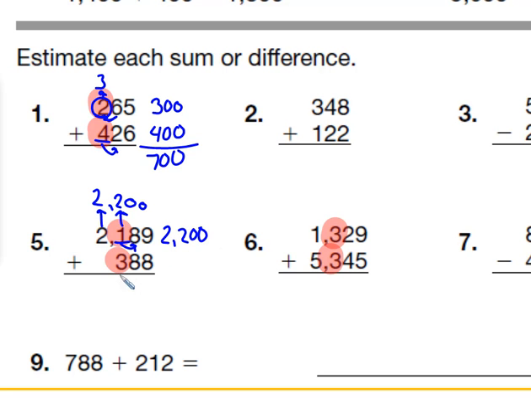And then 388, we mark the space, look to the right. It is 5 or more, so we move up a floor. This will round up to 400. So then you just add up those numbers you estimated. 2,200 plus 400 equals 2,600.